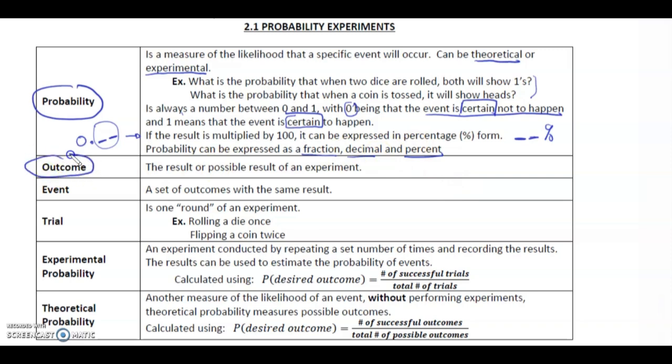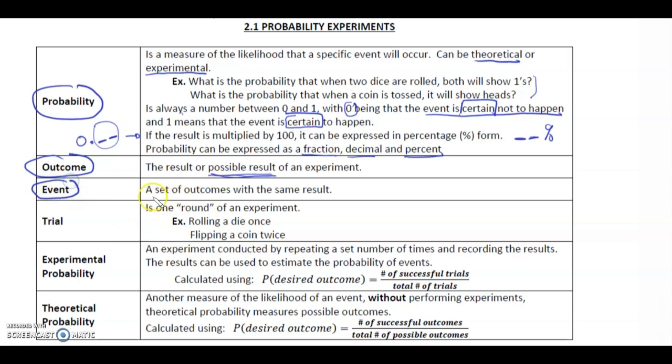Okay, outcome. An outcome is the result or possible result of an experiment. We say possible result because we could be talking about an experiment, not actually doing it, so it's the possible result. Also, a result may not ever happen. Like you may roll a die 5 times and never roll a 3. But 3 is definitely possible as it's a possible outcome. Okay, even if it doesn't happen.